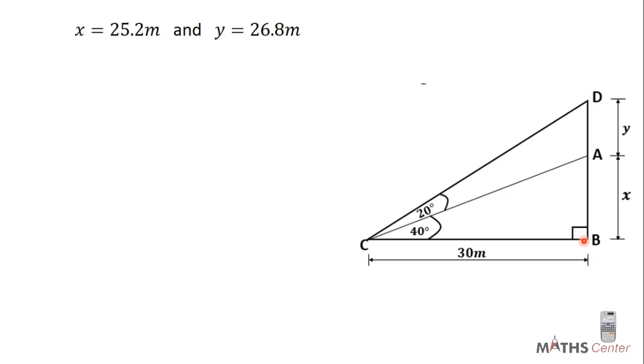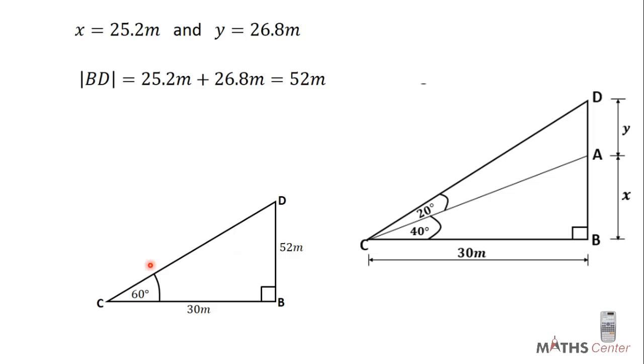But look at something. We now know x, we now know y. So we can say that the length BD, so x is equal to 25.2 meters and y is equal to 26.8 meters. So the length BD is equal to x plus y. X plus y will give us 25.2 meters plus 26.8 meters, and that will give us 52 meters. So we know the length BC to be 30 meters and the length BD to be 52 meters.